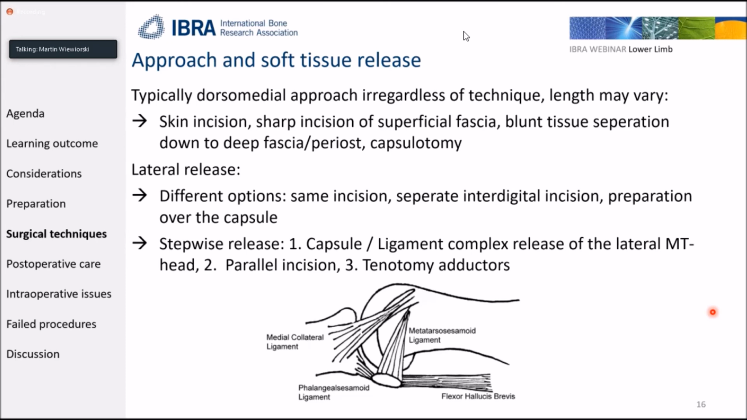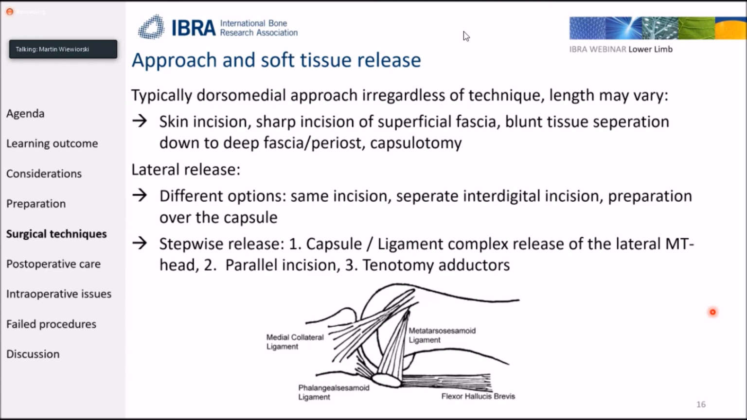Over time, I learned to work sequentially. I'm not the type of guy that just says, okay, lateral release, you have to just cut every tissue that is around there, and that's it. I made the experience that basically you have to do this sequentially. Of course, there are different approaches to this. You can either work through the same incision to the MTP joint that you would use for the osteotomies or fusions later. Some people do a separate interdigital incision.